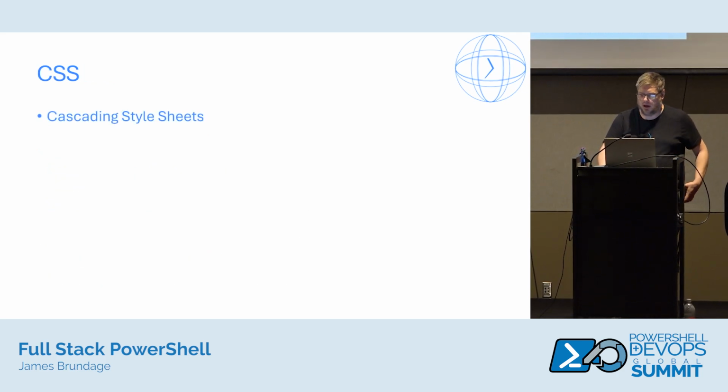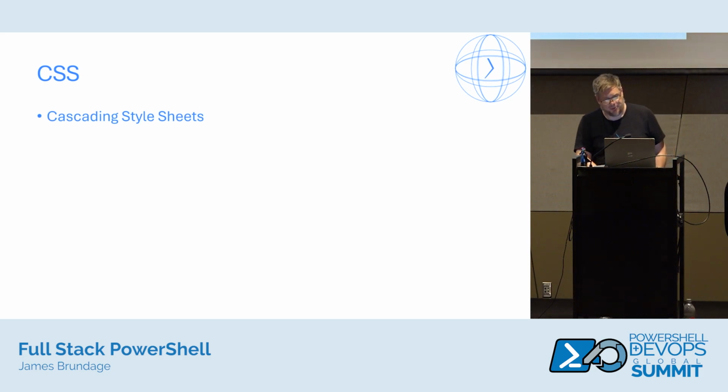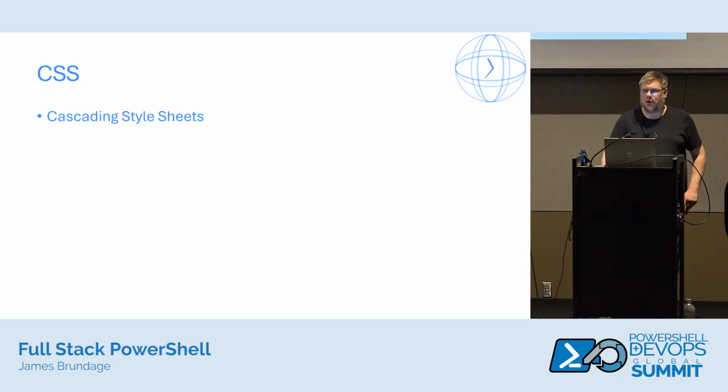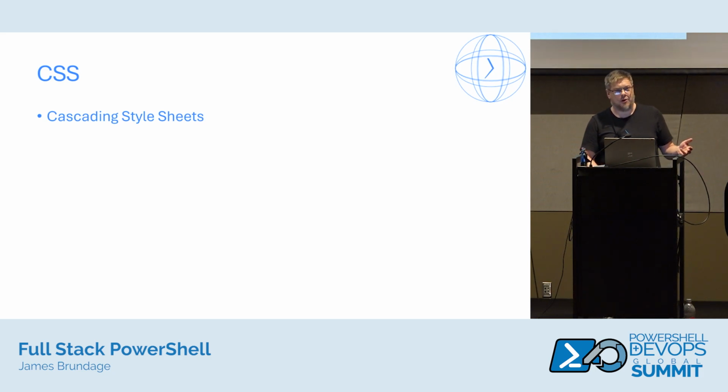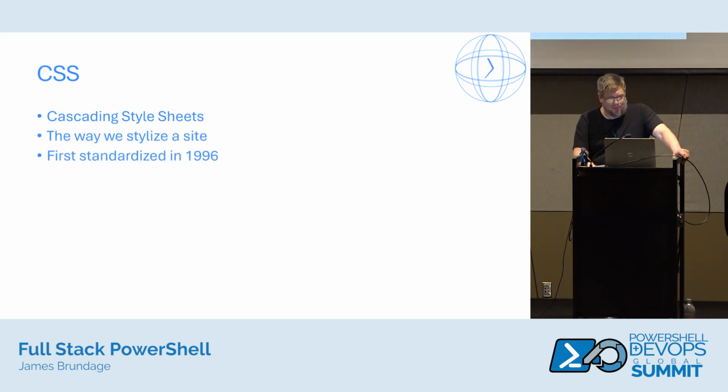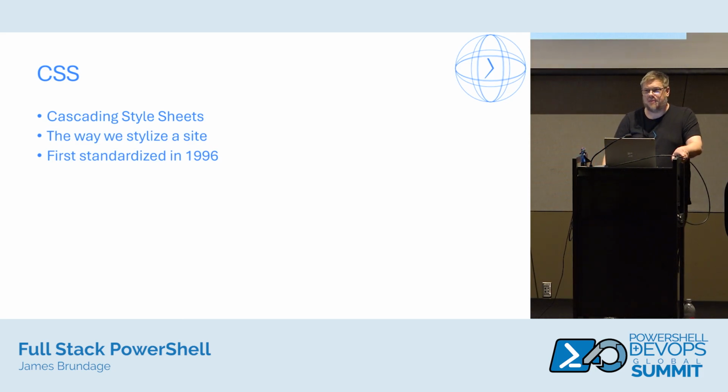CSS, the fun one. Cascading style sheets, that's what it stands for. That's also probably one of the more opaque acronyms. I don't personally get that much from cascading style sheets. The back half of it works. The cascading part is always a little bit trickier to explain. But it is the way we stylize a site. It was first standardized in 1996 because basically as soon as people had JavaScript, people were like, I don't want to do everything in JavaScript, please.